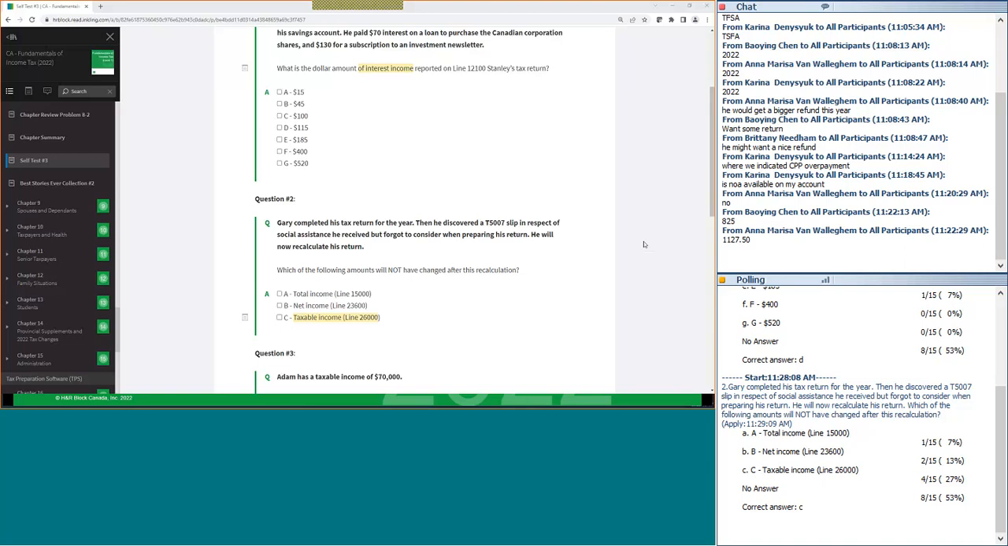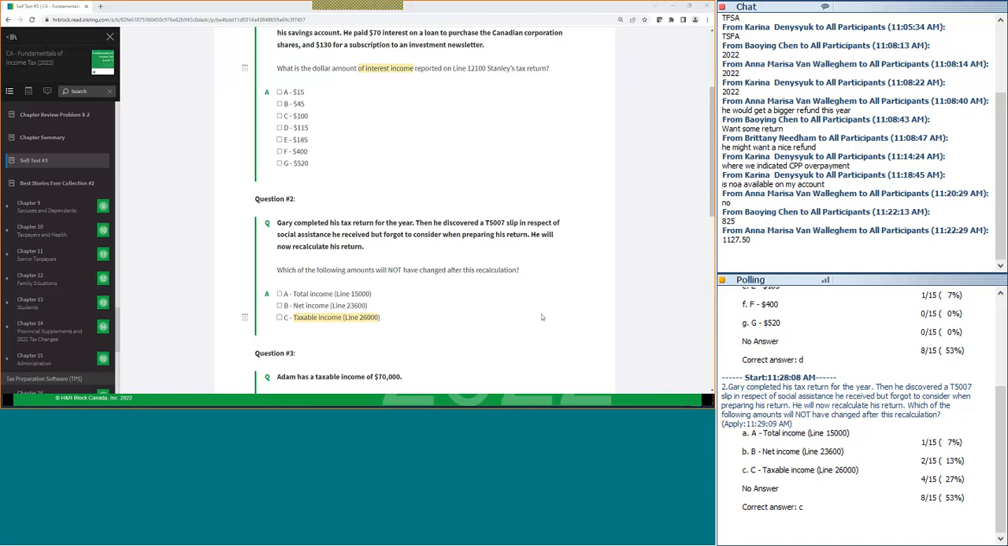And one thing to remember is if you're adding income on a return, it's pretty much always going to add and change total and net income, because the type of deductions that you can both put in and take out always come off after net income on the return. So generally speaking, if you're putting it in and you're taking it out, the only number that will stay the same is taxable income.